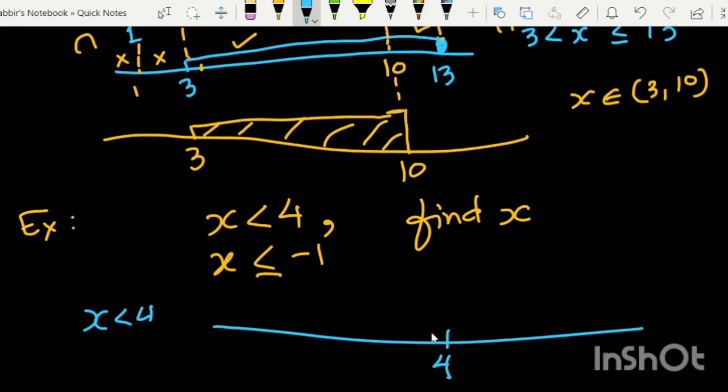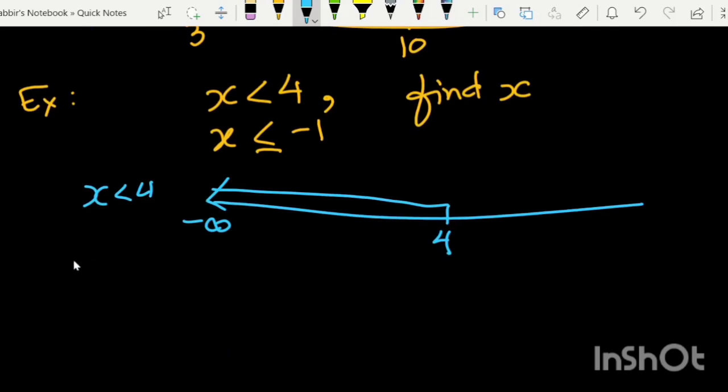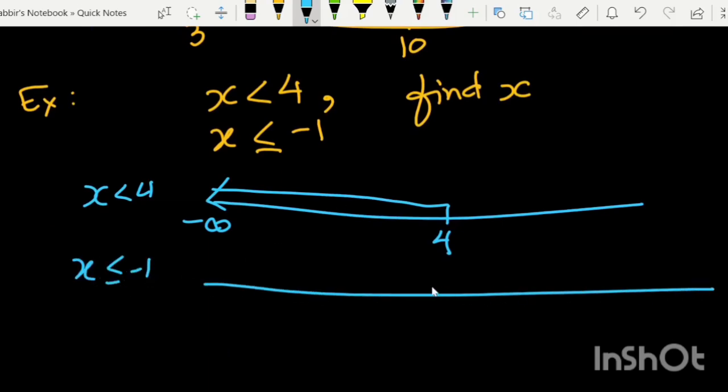Since x is less than 4, all the values lesser than 4 we will take, that is minus infinity to 4. Now we will plot x less than or equal to minus 1. So again minus 1 lies on the left side of 4, so minus 1 will lie somewhere here. Sorry, minus infinity to minus 1, and minus infinity to 4.